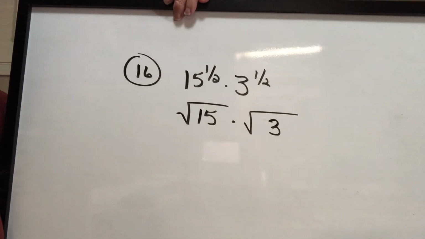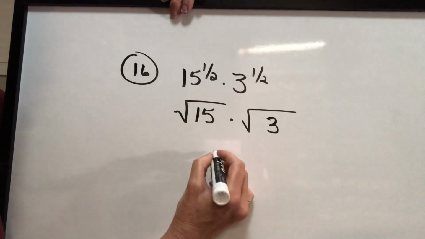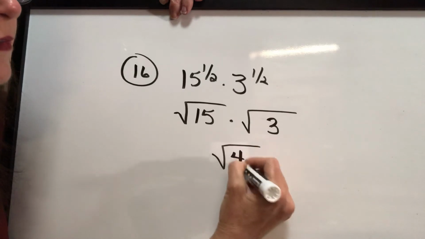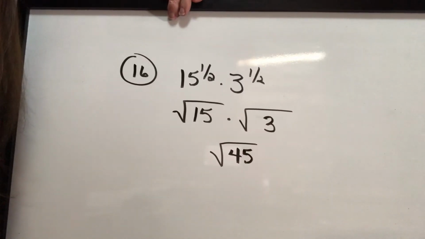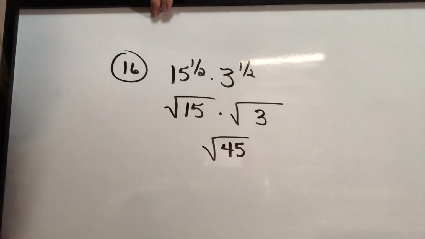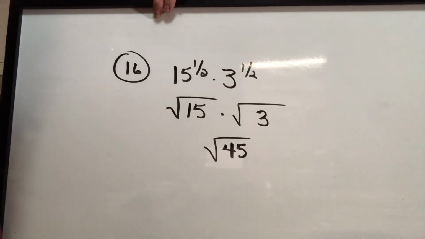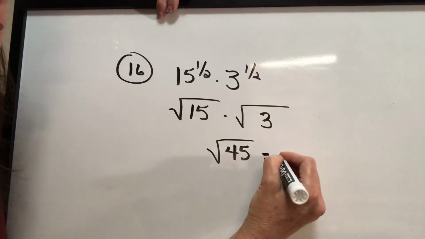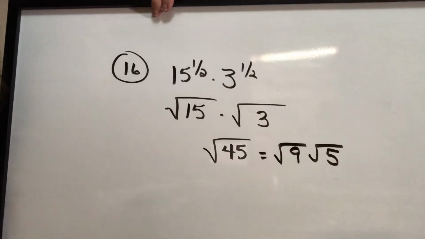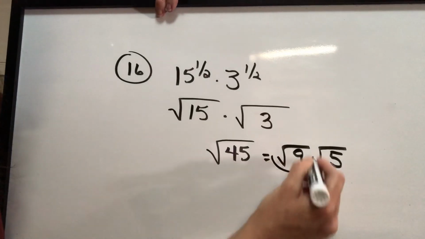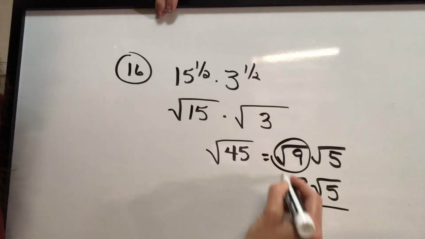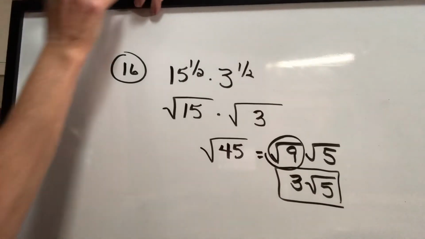Okay, since they're both square roots, you would be able to multiply them. So keep the square root symbol, and 15 times 3 you'll find to be 45. And then you will simplify 45. So you have to look at the perfect square list and see if any perfect squares go into 45. And it turns out that 9 goes into 45 5 times. And then the 9 is perfect, so that would become 3, and then the square root of 5. So your final answer is 3 square root of 5.